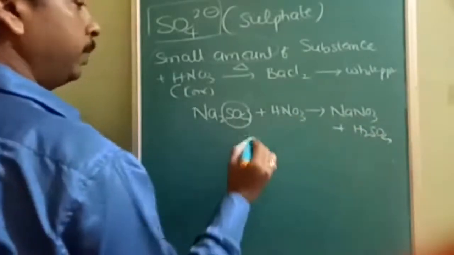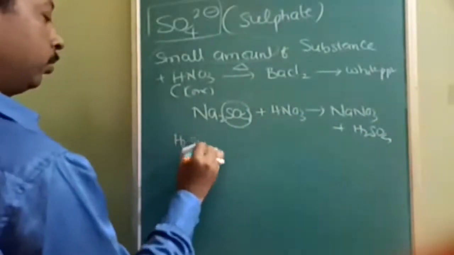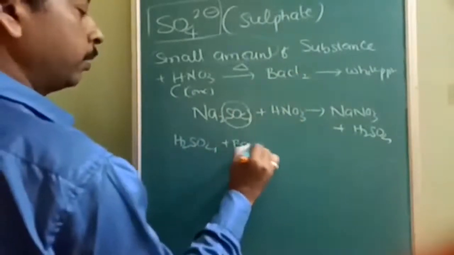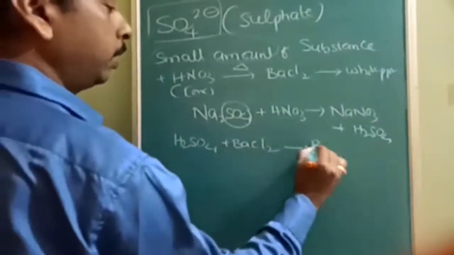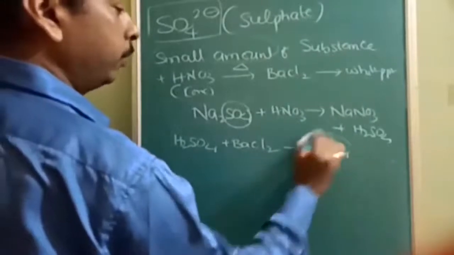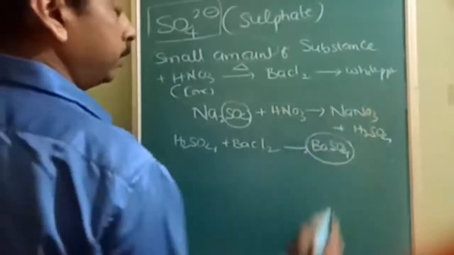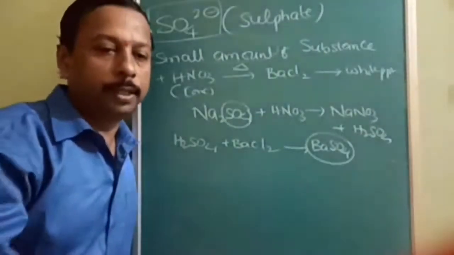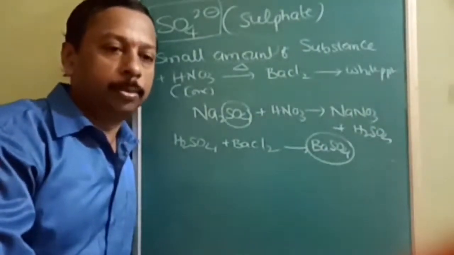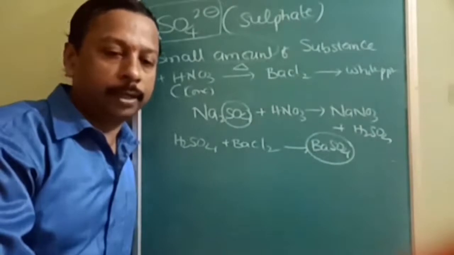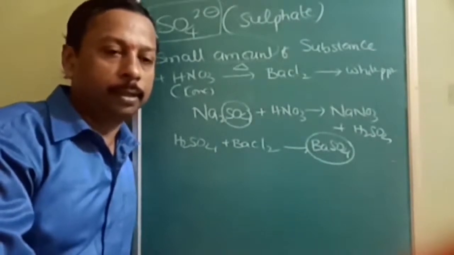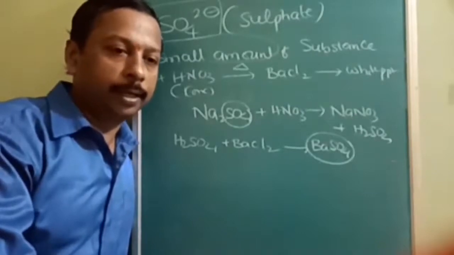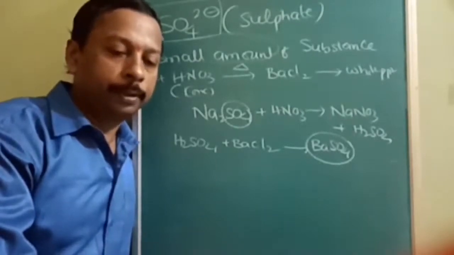Just a displacement reaction. This H2SO4 is then further treated with BaCl2. So what is it going to form? BaSO4, which is the white precipitate. The white precipitate formula is BaSO4. Is it understood, all of you? So this is about acidic radical identification. All of you are clear and maintain proper notes, I hope.